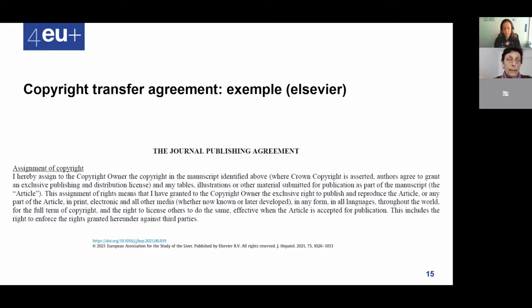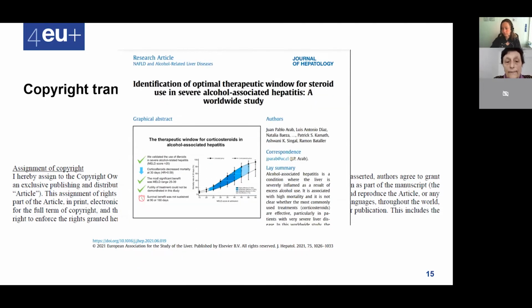You grant the right to the publisher. You don't have this right for yourself. You have granted it to the publisher. And the result is that this article, you see, this copyright 2021 European Association for the Study of the Liver, published by Elsevier. So the copyright, sorry, is granted to the scientific association through the publisher.